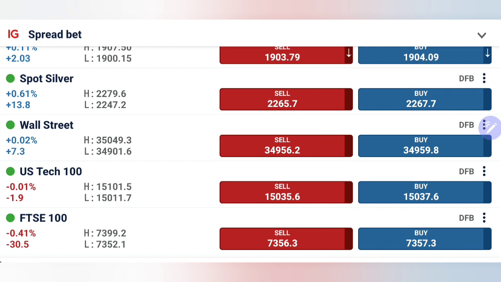Now, what to expect today with the US session for Tech 100 and Dow Jones? Which position you should take in order to profit? We will see with the help of charts and indicators.